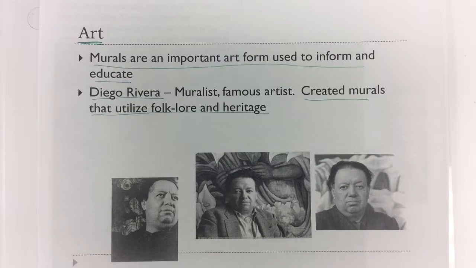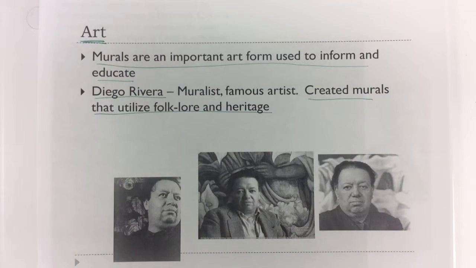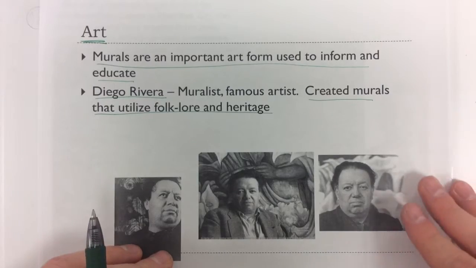So art is another culture trait that we need to know. Murals are an important art form used to inform and educate. Diego Rivera is a famous muralist who created these different murals. They utilize folklore and heritage. So basically, these are giant paintings that take over walls, not just like a small painting, but they're going to be like city walls big. And they're going to try to educate you on your past, inform you about decisions that are coming up, and they're going to use a lot of heritage and folklore, or stories that are important to your society.